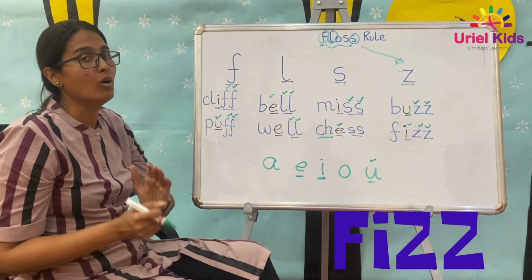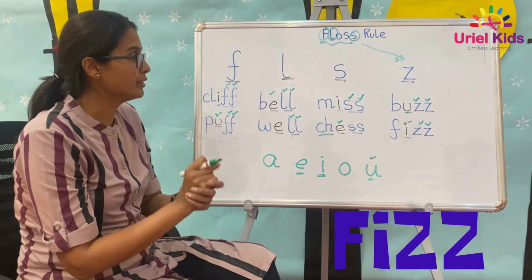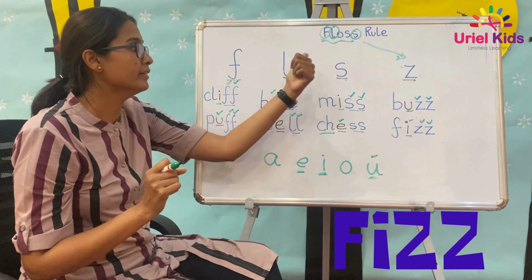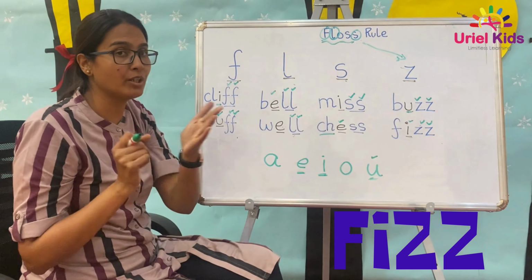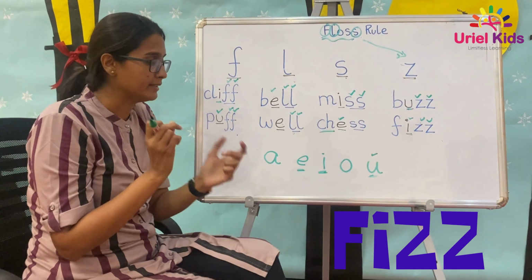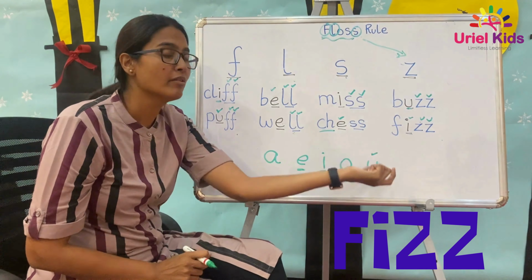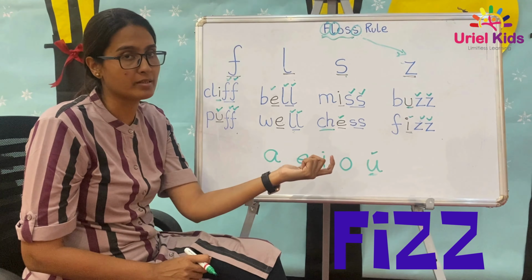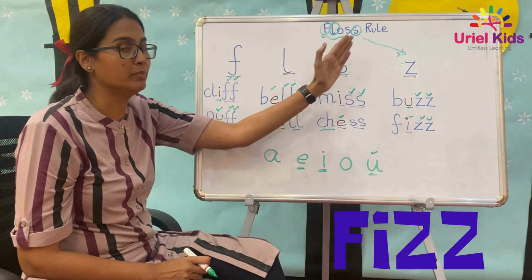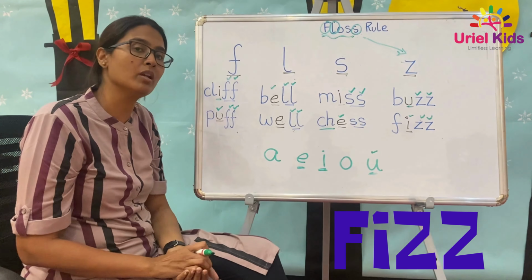So remember, always whenever you hear the f, l, s, or z sound at the end of a small word that has any of these 5 short vowel sounds, you have to double them. Okay, that is all about the floss rule.